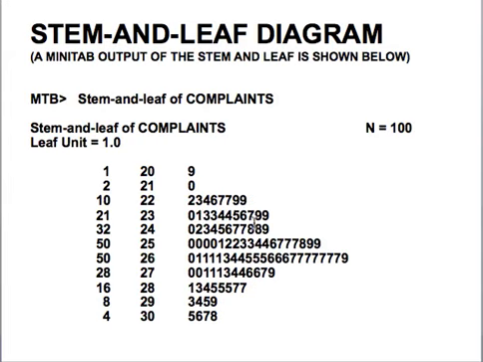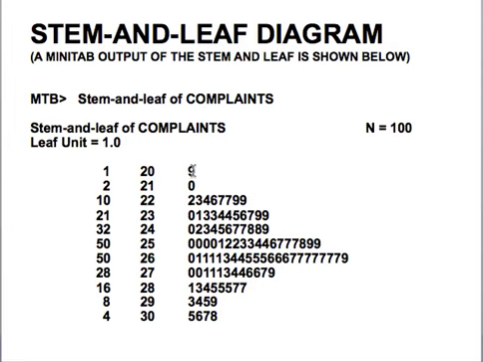Now, these digits on the right, those are the leaves. Here in the middle, that's the stem. The stem is your leading digit, while the leaf is your trailing digit. And it's important to look at the leaf unit, as I said before, in order to interpret these digits. Now the leaf unit is 1. So this indicates that this 9 is 9 ones.